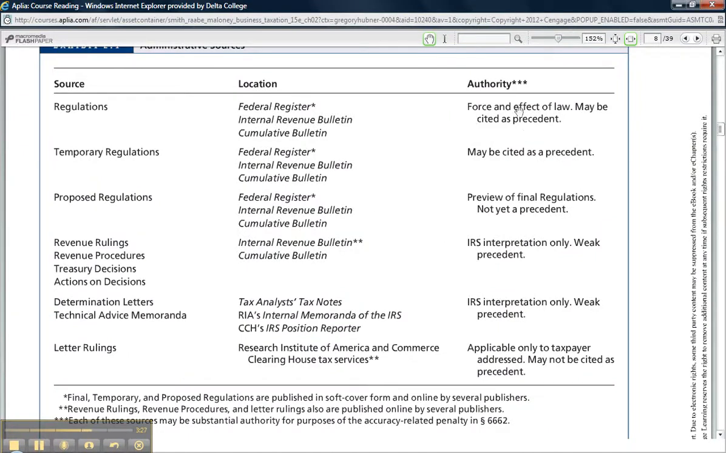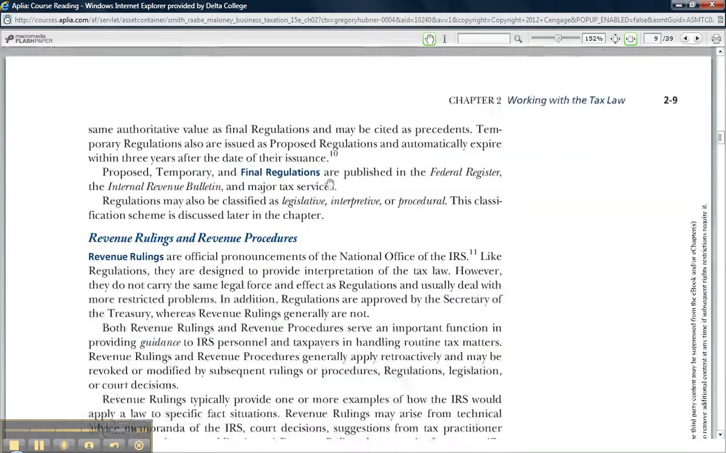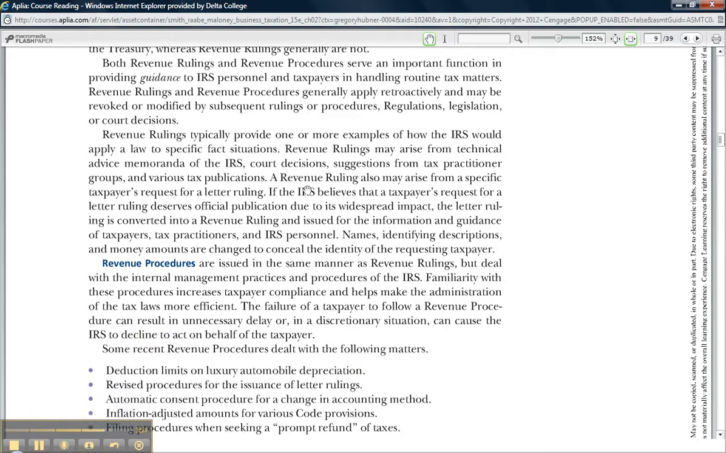Some are very strong precedents and some are not available to be used as precedents, and you can read about these types of regulations here. There are revenue rulings and procedures. Again, more IRS guidance. Rulings govern whether something is deductible or not, whether something is taxable or not. Procedures are more on procedural issues, guidance like how to go about filing a tax return or where to file it or how to respond to audits, things like that.